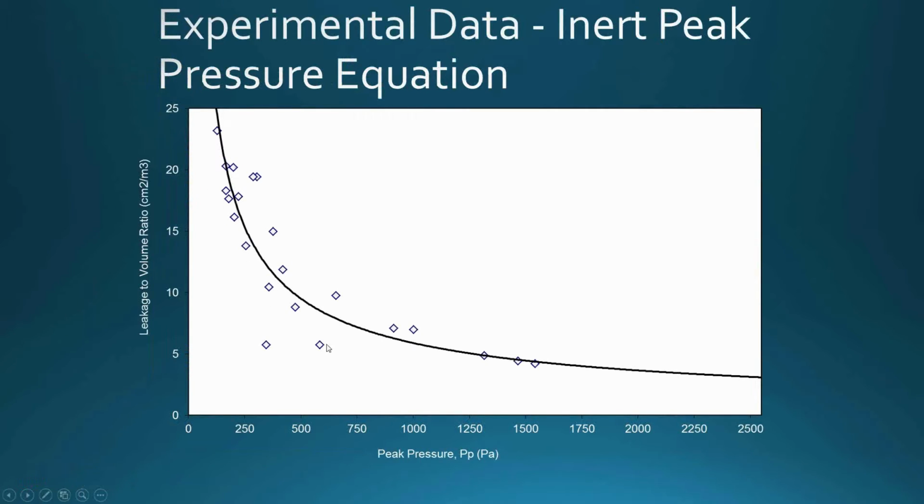This was all the experimental data that we took for inert. You'll notice that if you take any two data points, you can establish a very, very different curve. But we took this data over a very, very wide range of leak to volume ratios. Typically, enclosures would fall in this area here, from leak to volume ratios of 20 down to 10, or maybe as low as 5.